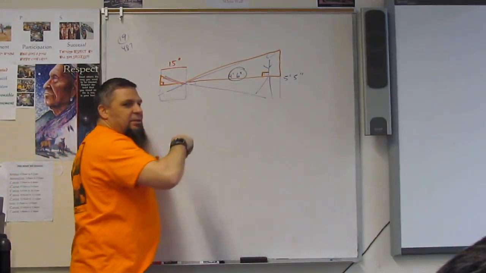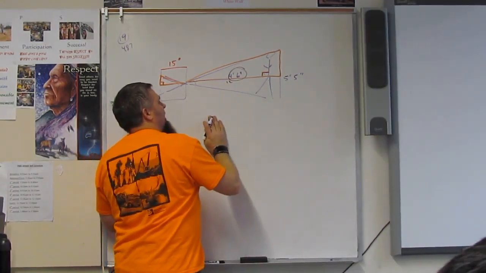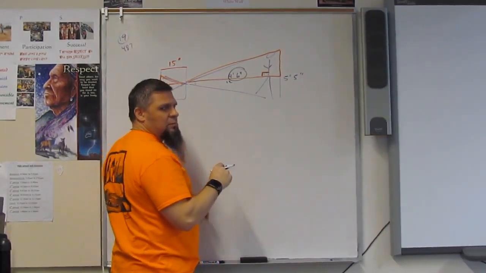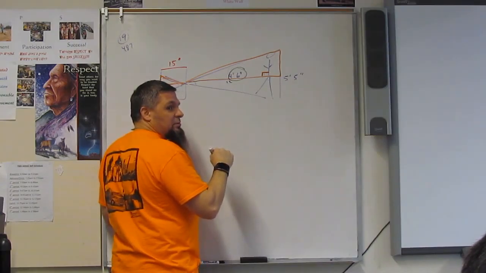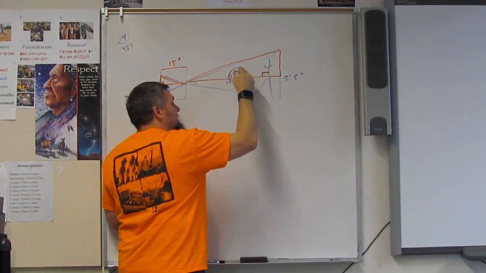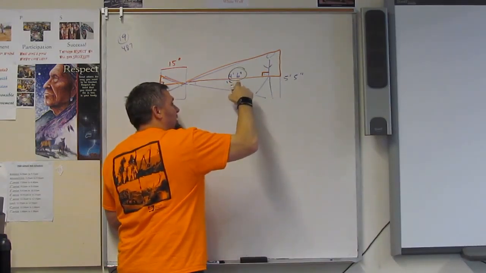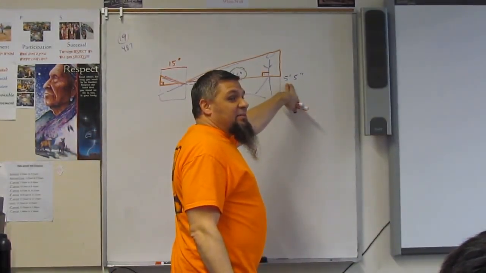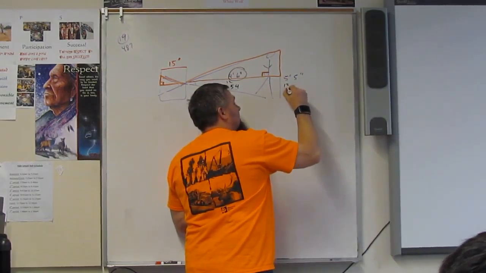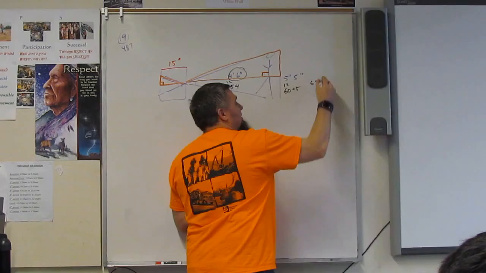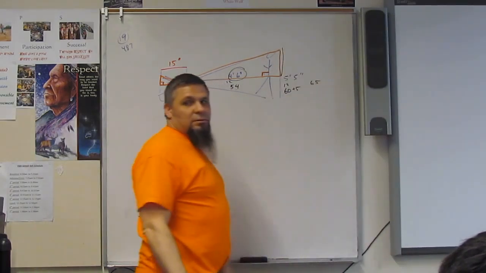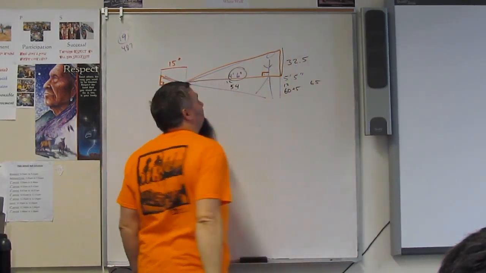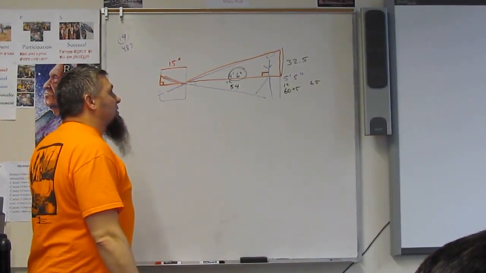So 4 times 12 is 48, plus 6 is 54. Then we have 5 feet, so 5 times 12 is 60, plus 5, so it's 65. Half of that is 32.5.